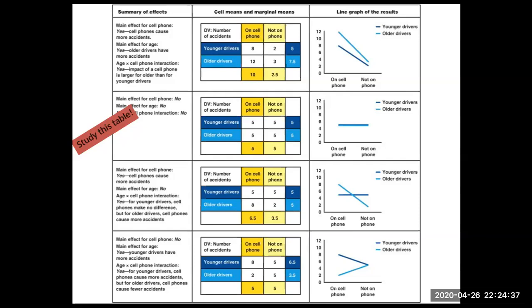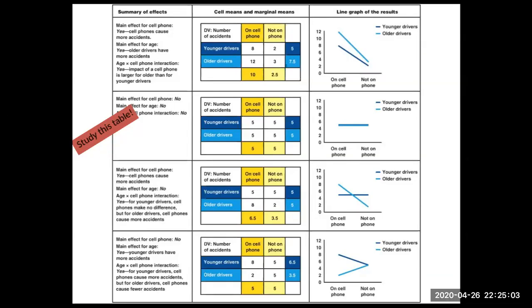Looking at the way the graph looks, one line is straight, the other line decreases through it. We see a crossover interaction, so obviously it's an interaction. If we wanted to do the simple cells, 5 minus 5 is 0, 8 minus 2 is 6. That is a difference. Going down, 5 minus 8 is negative 3, 5 minus 2 is positive 3. Definitely a difference. So how would you describe this?